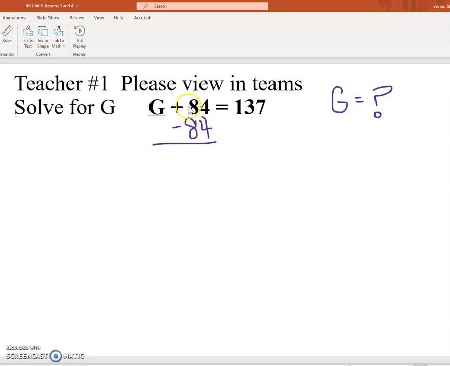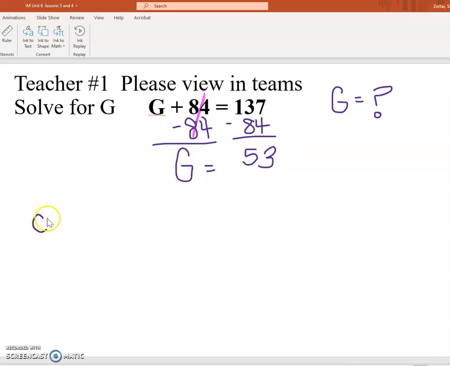Okay, that means plus 84 and minus 84 will cancel each other out. This leaves the left side of the equation to just have g. If I do something on one side of the equation, I need to keep this balanced, and so then I also have to subtract 84 from the right side. So by using my inverse operation, I identify that the correct value of g is 53.